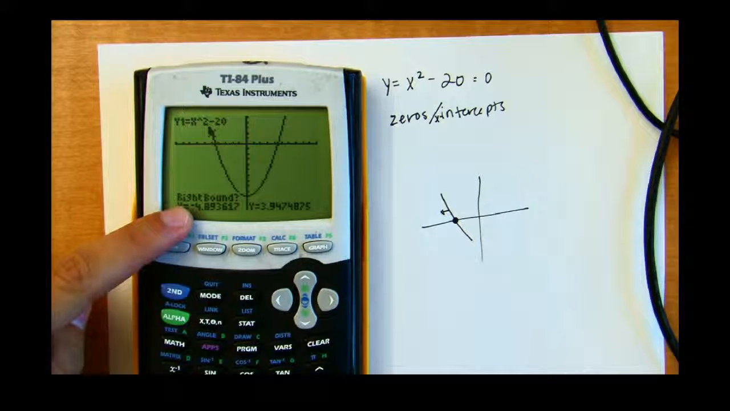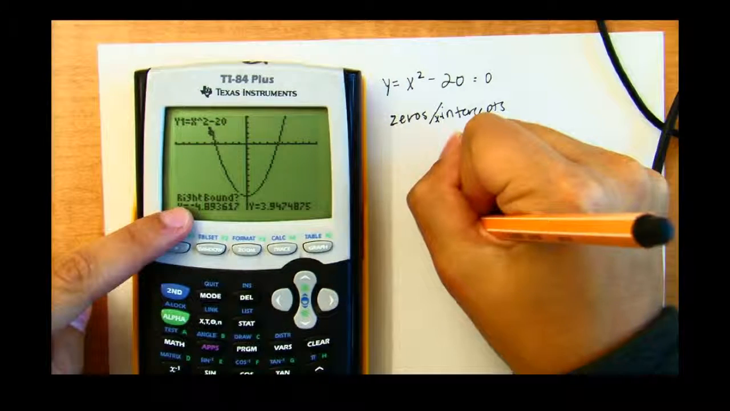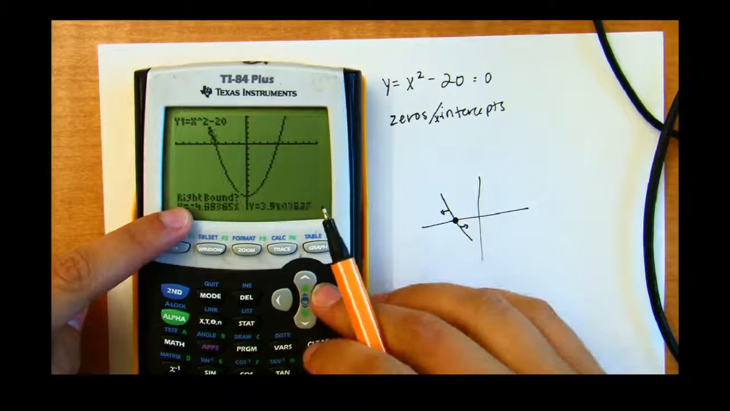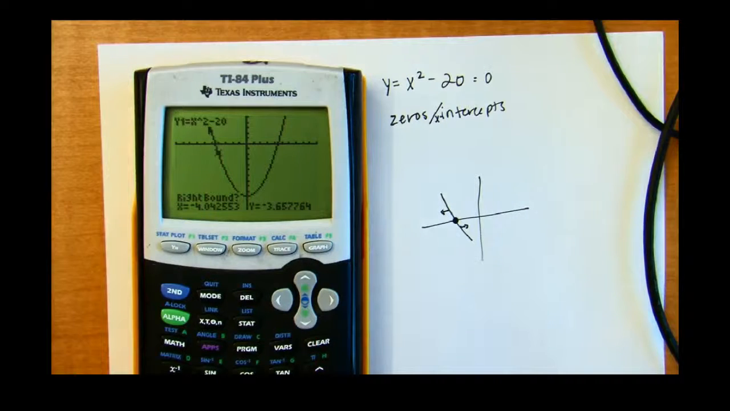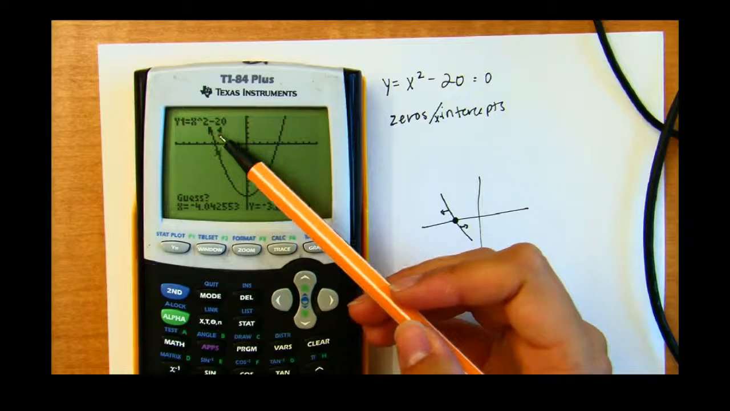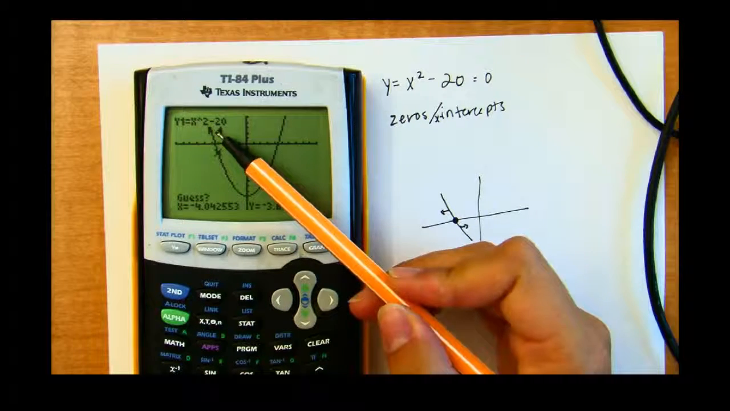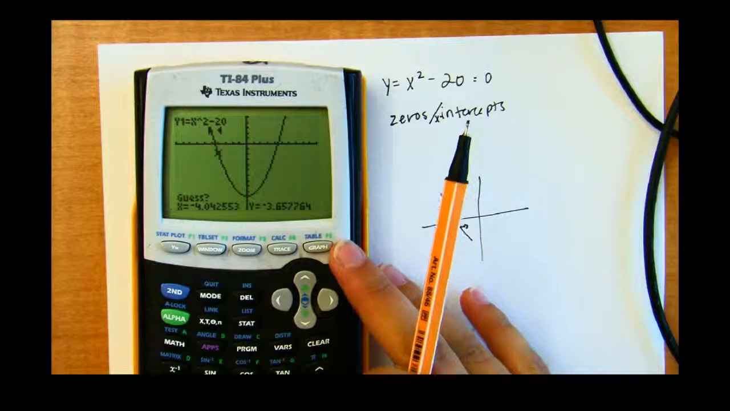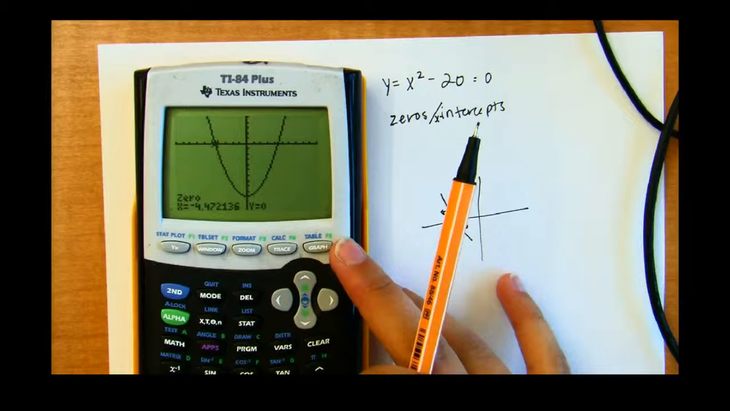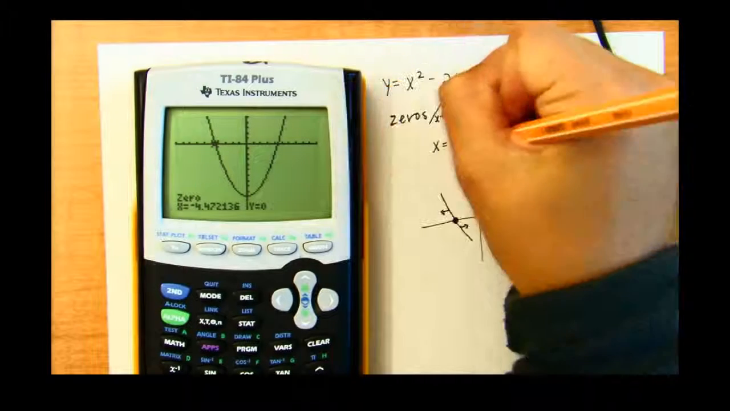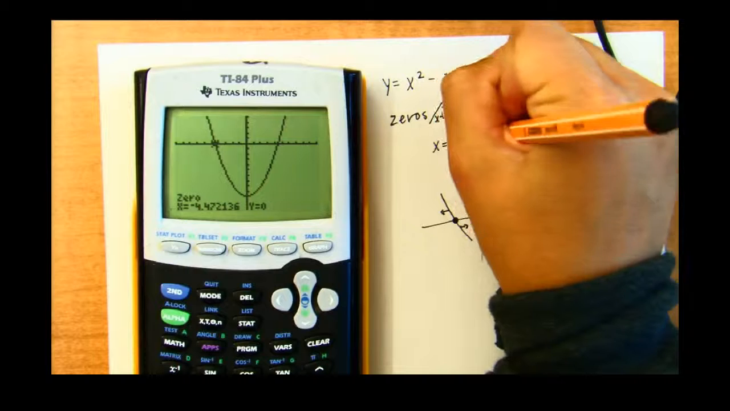Now it asks me for a right bound. For a right bound, I've got to pick a value that's to the right of the zero, or below my x-axis. Once I've got that value, I'm going to press enter. And now my calculator wants me to guess. You can see it's got these two little arrows up here where my left bound and my right bound are, and it's going to guess to that point in the middle. I want it to, so I'm going to press enter one more time. And it gives me my zero. So I've got a zero at x equals negative 4.472.